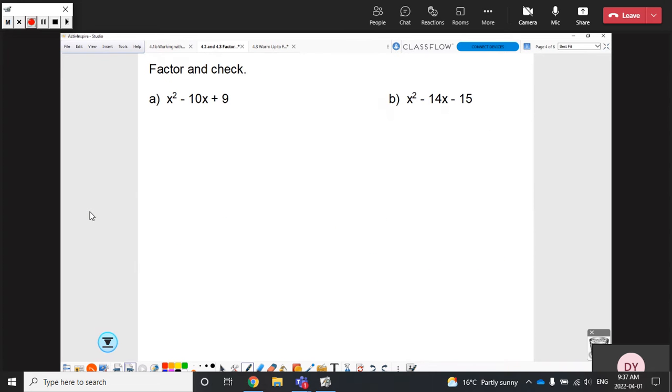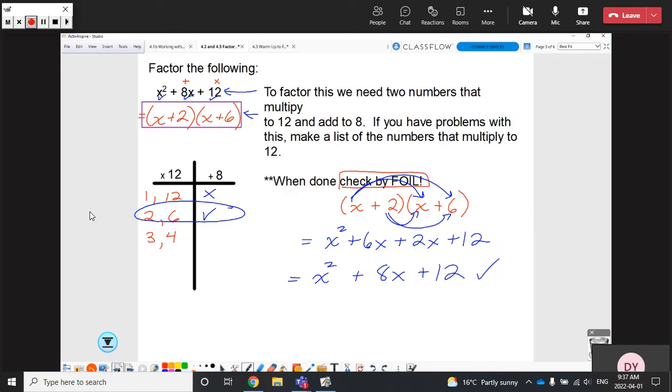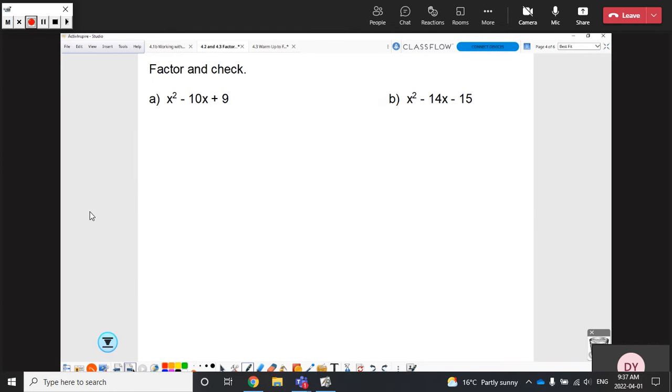Okay, maybe try these ones. Try them on your own. What I like to do with these types of things, when there's no space for anything, you could draw this table here, yeah? But also what I like to do is to do little math sentences. And I'll show you what I mean by that. Something times something equals 9. Something plus something equals -10. And I just trial and error this.